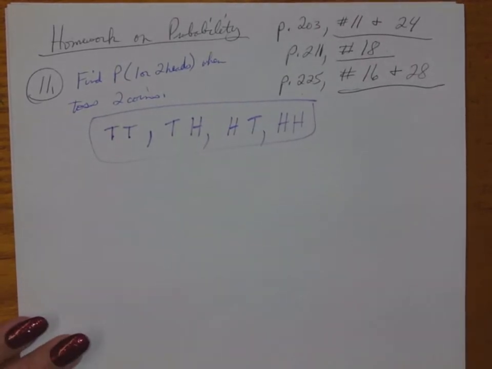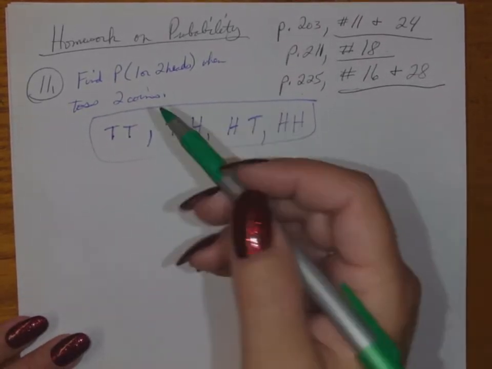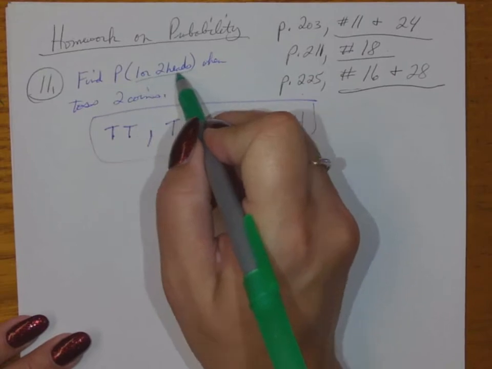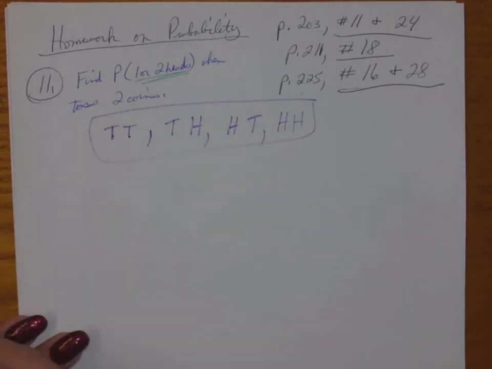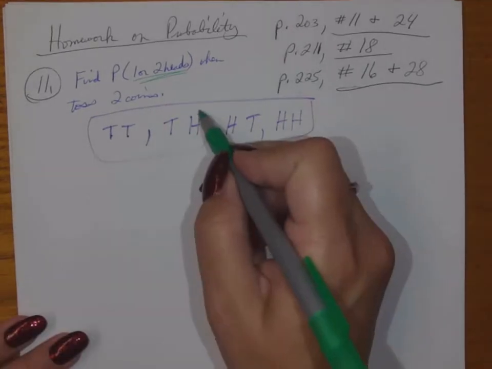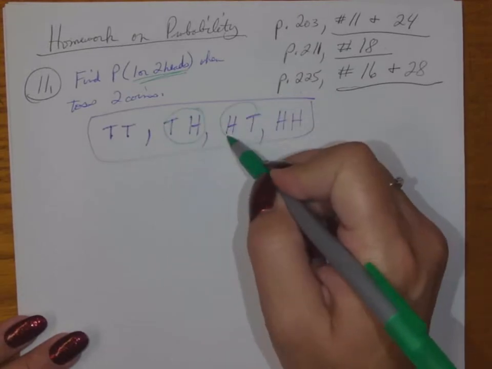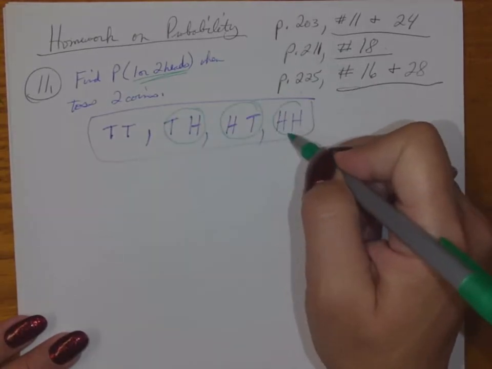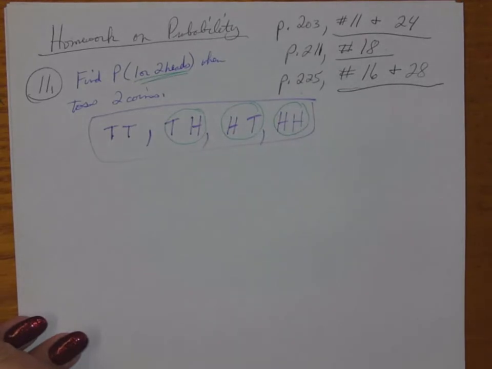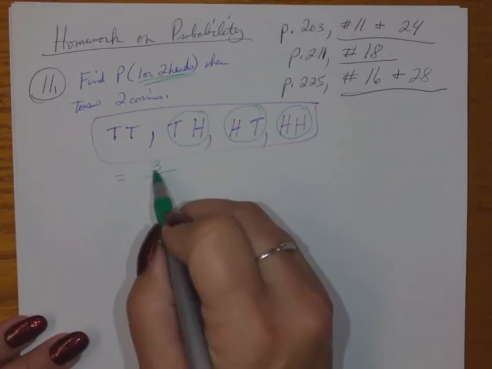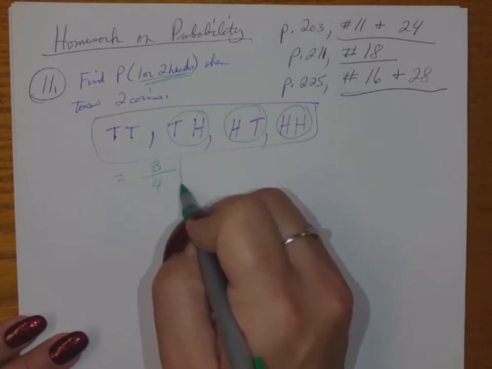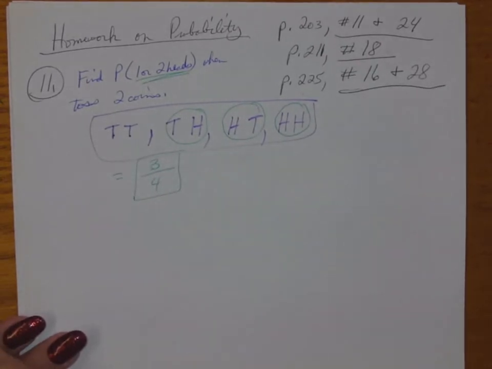These are all the possible outcomes that I could have, and they want the probability of 1 or 2 heads. Well, how many outcomes are there whenever I throw 2 coins? 4, right? 4 possible outcomes. And this one has 1 head, this one has 1 head, and this one has 2 heads. So that means that my probability here is 3 of them have 1 or 2 heads out of 4. 3 out of 4.